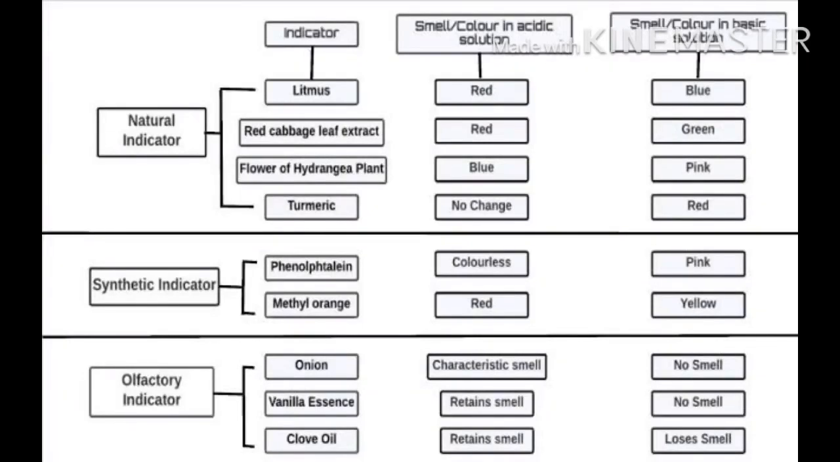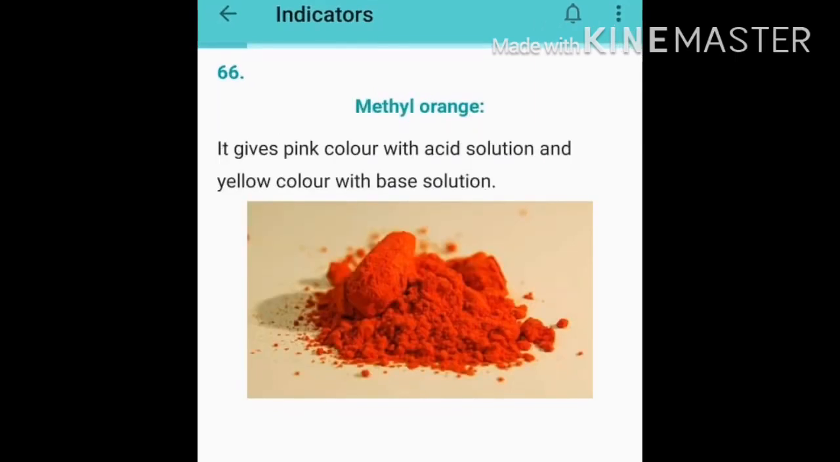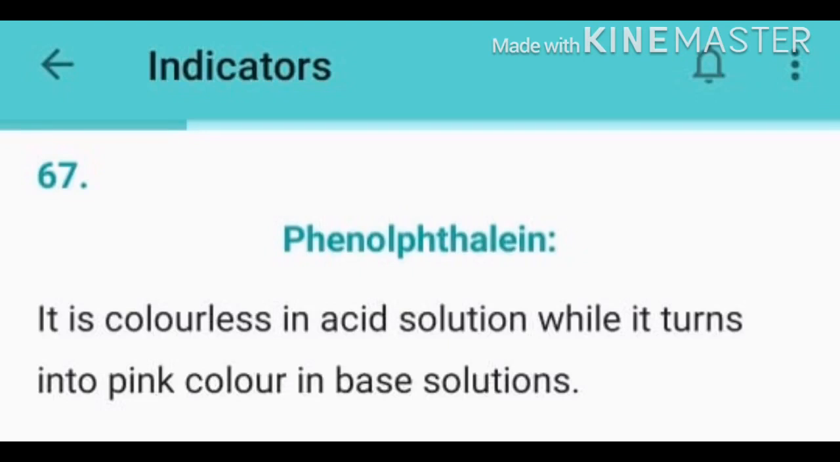Indicators. An indicator is a substance that changes its color to indicate the presence of an acid, a base, or a neutral substance. There are three types of indicators: natural indicator, synthetic indicator, and olfactory indicator. Methyl orange is a synthetic indicator. It gives pink color with acid solution and yellow color with base solution. Phenolphthalein is another synthetic indicator. It is colorless in acid solution while it turns pink in base solution.